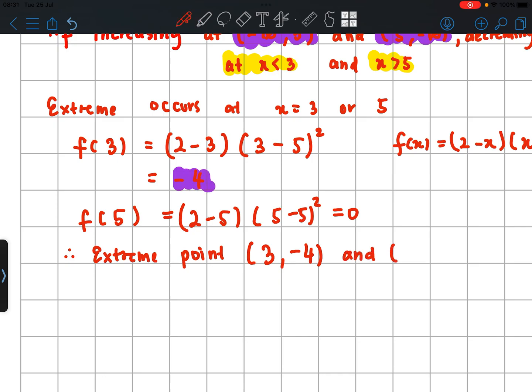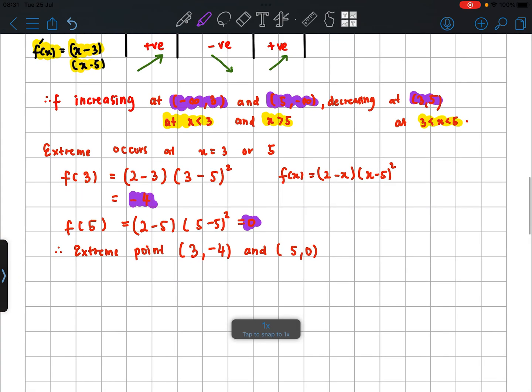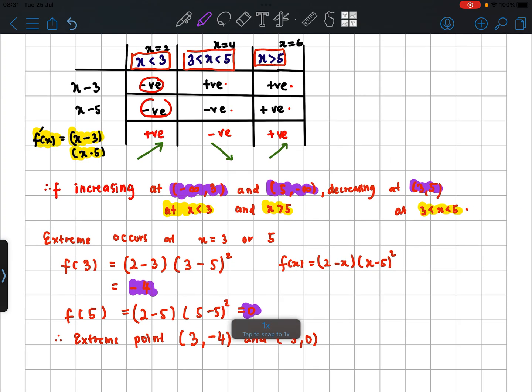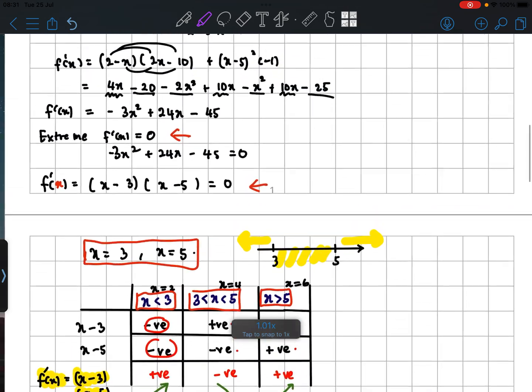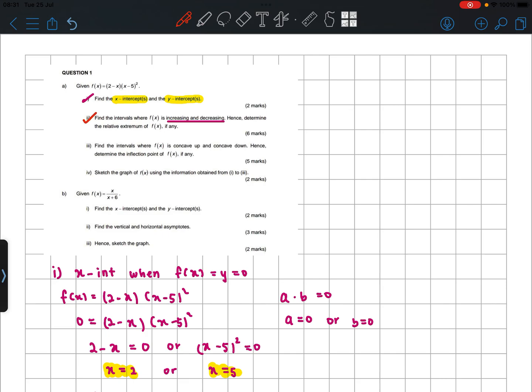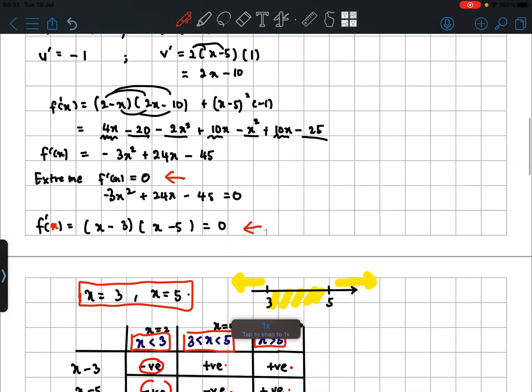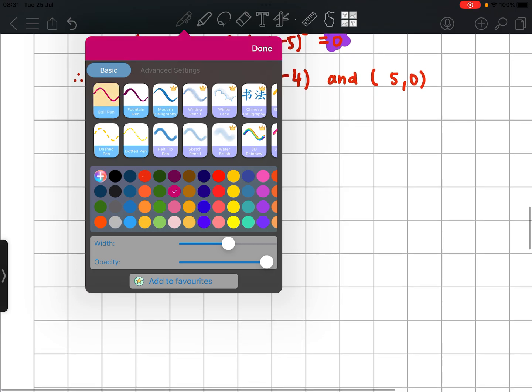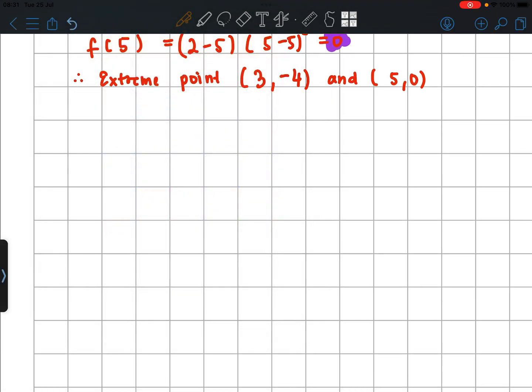And at x equals 5 and at 0. Okay, so this is the y value. So we get our extreme point and also the interval of increasing and decreasing of the graph, right? So the third question is to find the interval of concave up or down. We need to find the inflection point, so first you can try to find the inflection point.